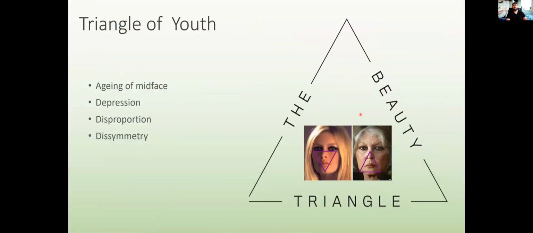And so putting all of that into perspective, we've got bony resorption, we've got atrophy of many of the fat pads. What is going to happen? Well, there's going to be asymmetry in the face. There's going to be a downwards descent and depression, and we're going to have disproportion.